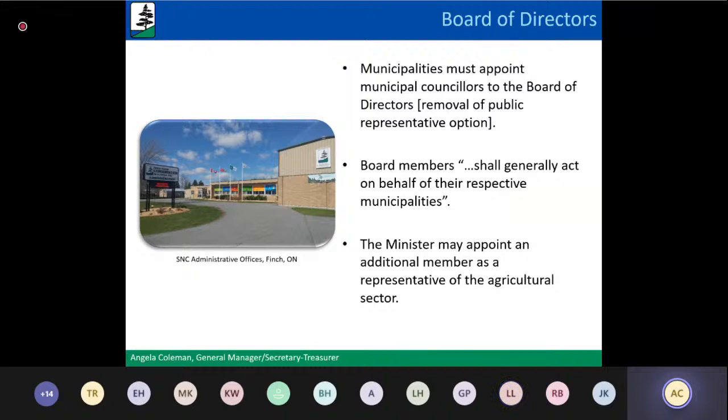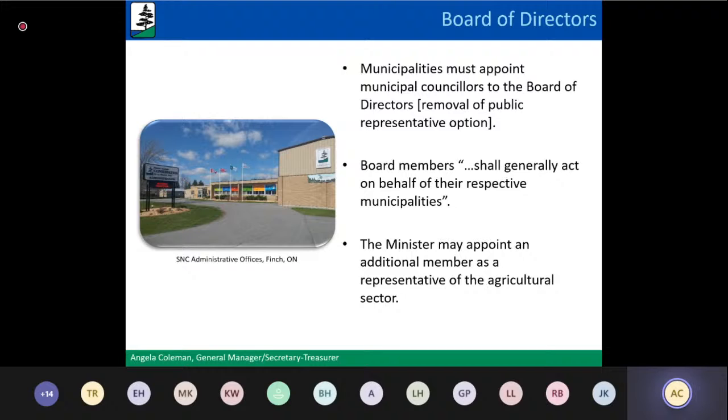Some of the changes proposed to the Act include that municipalities must appoint municipal councillors to the Board of Directors. So there's the removal of a public representative option. From our own board, we do have a number of former elected officials and other citizen appointments that have served on our board. Of our 12, we currently do have 5 citizen appointments. That is something that's proposed to potentially be removed as an option.